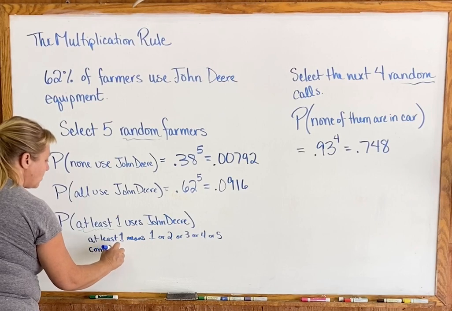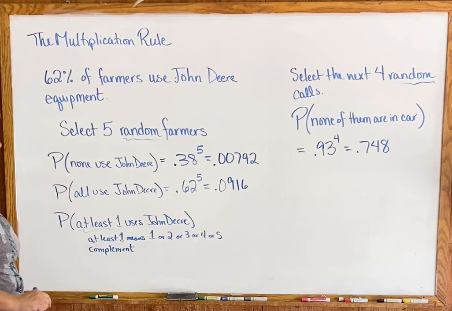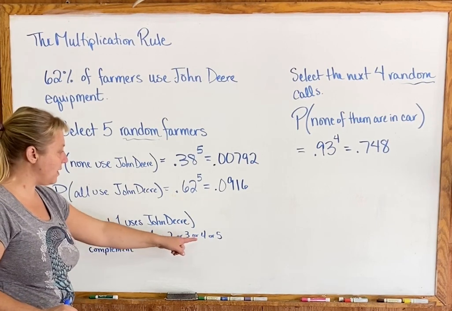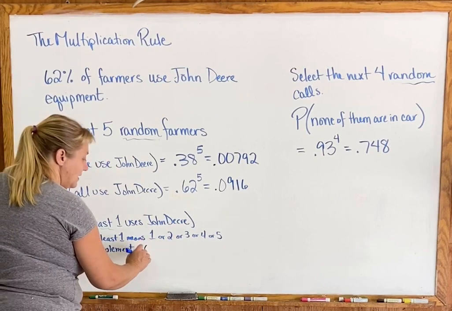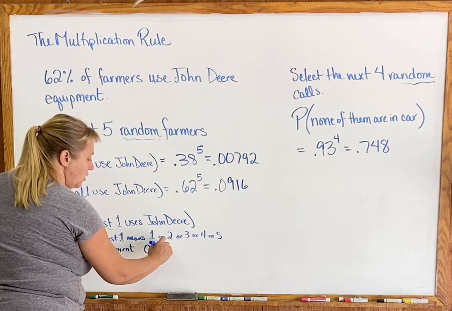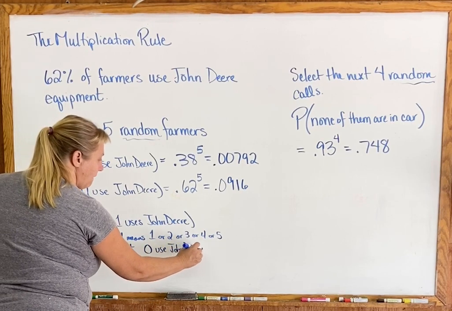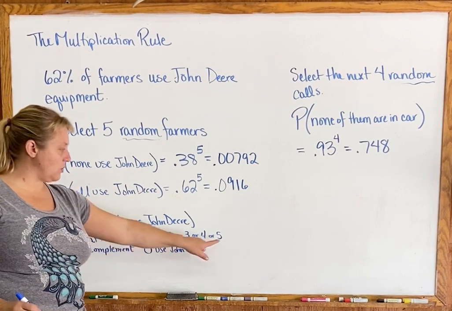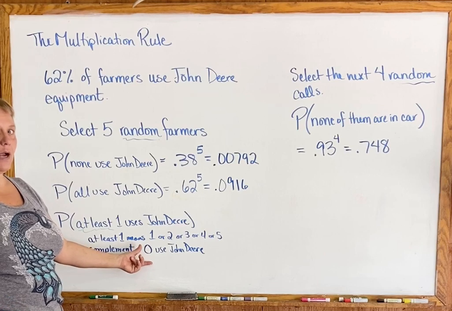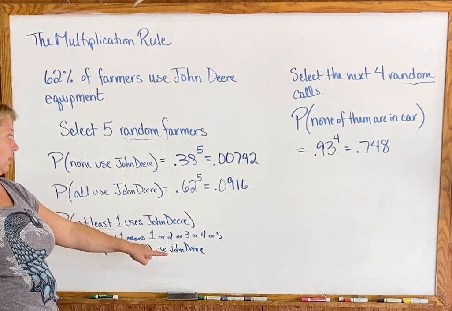So if at least one is 1, 2, 3, 4, or 5, what's the only other option? Okay, what's the only other number of farmers that are using John Deere? And wouldn't it be 0 use John Deere? Right? If at least 1 means 1, 2, 3, 4, or 5, then the only other option is 0. Now, what's another way to say 0 use John Deere?